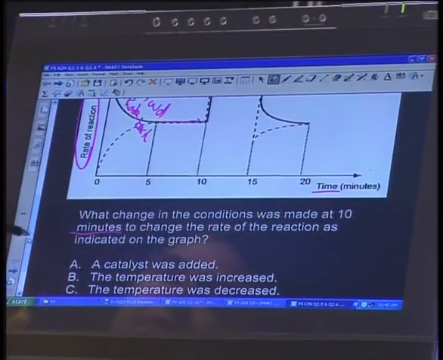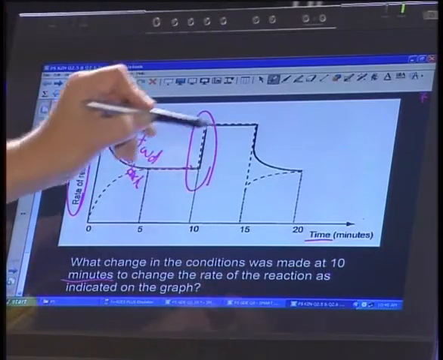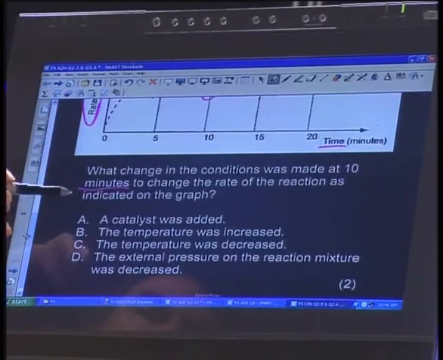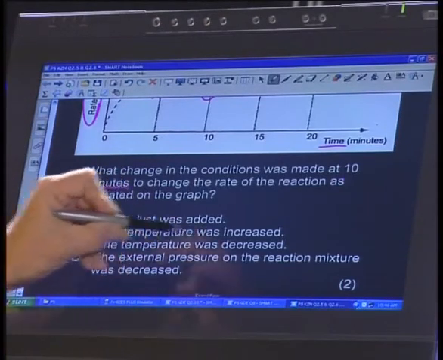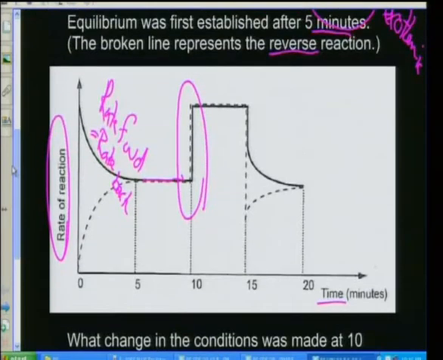Now look at the graph and let's see. There's the 10 minutes. So we're going to have to interpret that one, although they've given us the 15 minutes as well, and we'll have a look at what happens at 15 so you can explain it. So read the options. Here's another strategy. When you look at the question, read the options first, then do your own calculation. So here it says a catalyst was added, the temperature was increased, the temperature was decreased, the external pressure on the reaction was decreased. So we've got catalyst, temperature, temperature, pressure. Okay, let's go and have a look, analyze the question.